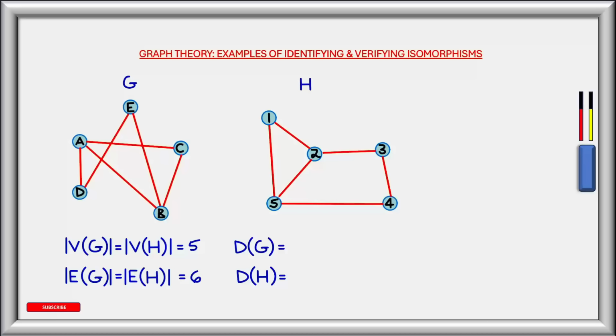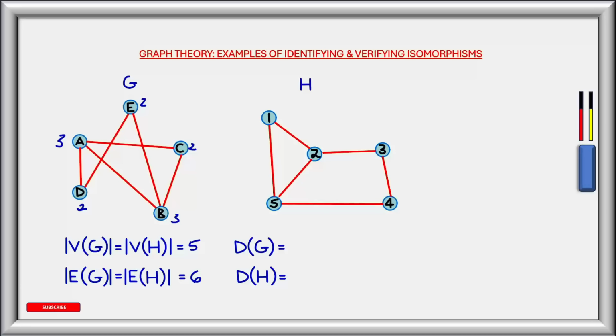Next we need to show that the degree sequence of each graph is the same. So let's number the degree of each vertex in each graph. So beginning with graph G, vertex E has 2 edges. So the degree of E is 2. A has 3 edges, so its degree is 3. D has 2 edges, C has 2 edges, and B has 3 edges.